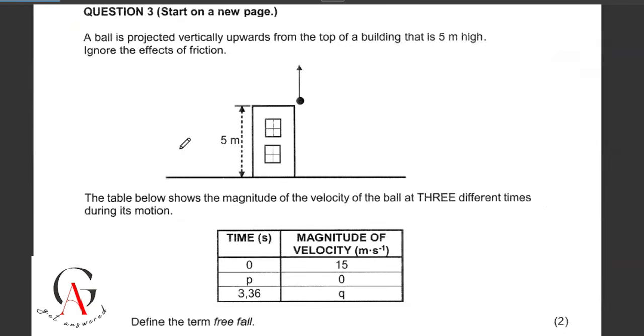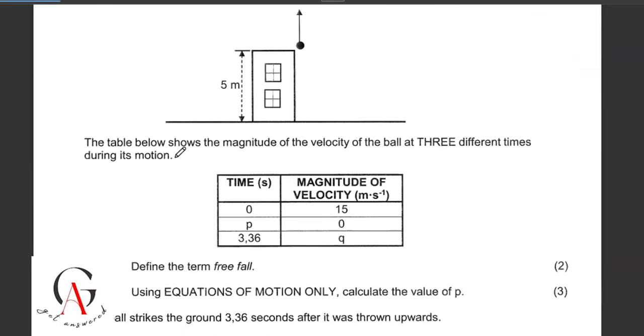All right, question 3. A boy is projected vertically upwards from the top of a building that is 5 meters high. Ignore the effects of friction. The table below shows us the magnitude of the velocity at 3 different points. So the initial velocity, vi, is 15. At some point P, which means at a certain time, the final velocity is 0, and then at this point is Q. Define the term free fall.